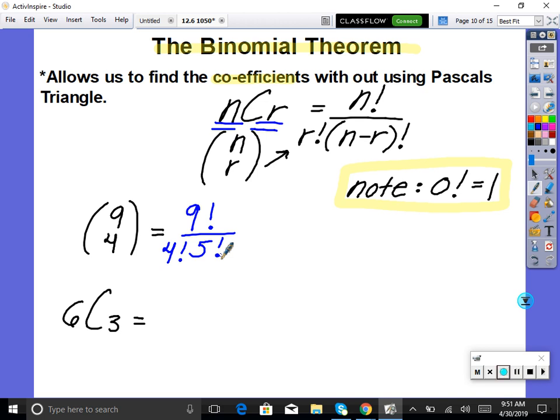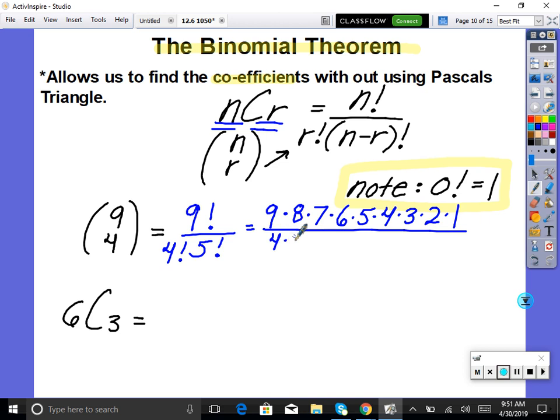Okay, so let me show you what a factorial means. Factorial means start at 9 and multiply all the way down to 1: 9 times 8 times 7 times 6 times 5 times 4 times 3 times 2 times 1. That's what factorial means. So on bottom we have a 4 factorial, which would be 4 times 3 times 2 times 1. Then we're timesing that by 5 factorial: 5 times 4 times 3 times 2 times 1.